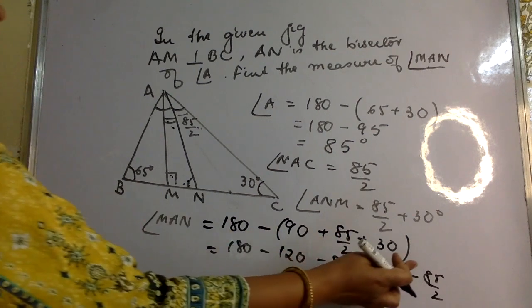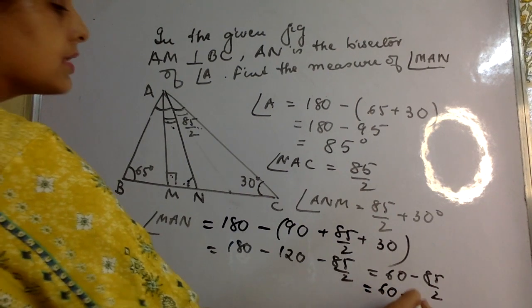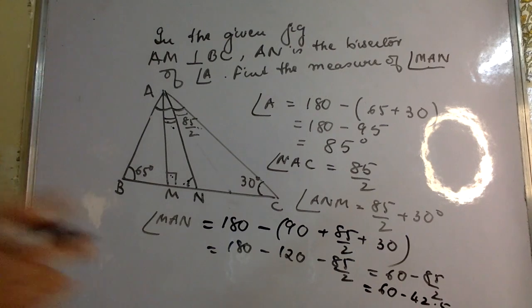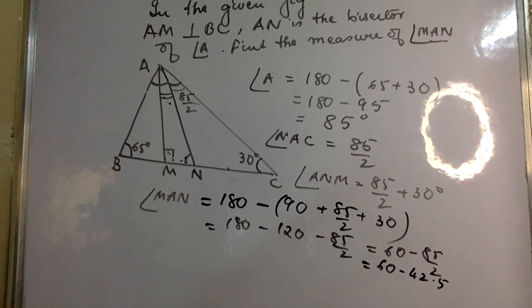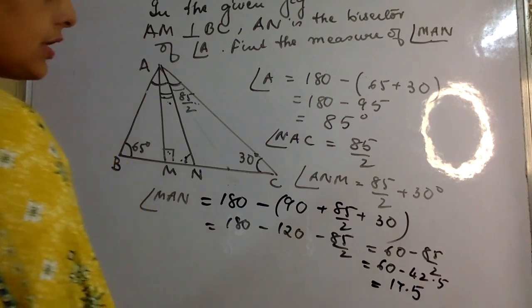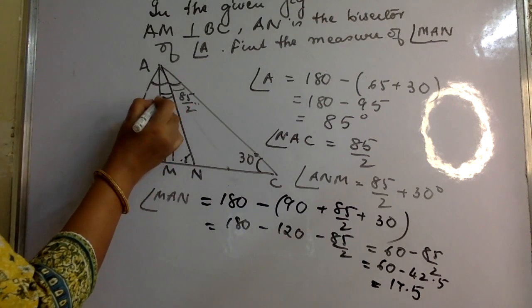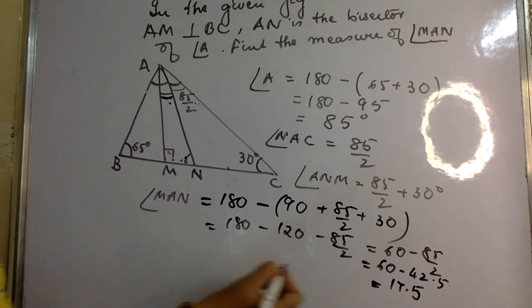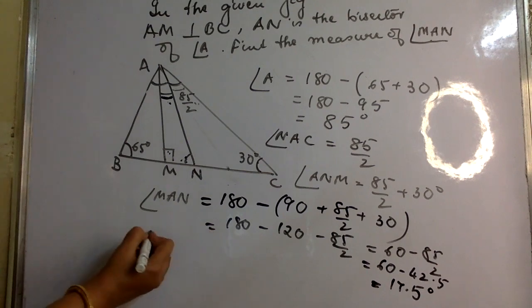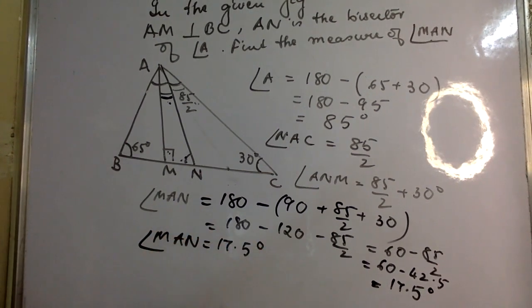Now here 85 by 2 is 42.5. So 60 minus 42.5, that gives me 17.5. So this angle, which is angle MAN, that is what they had asked for, becomes 17.5 degrees. Angle MAN is equal to 17.5 degrees.